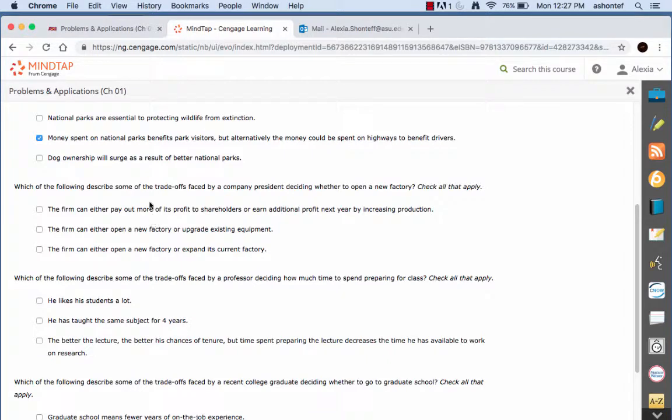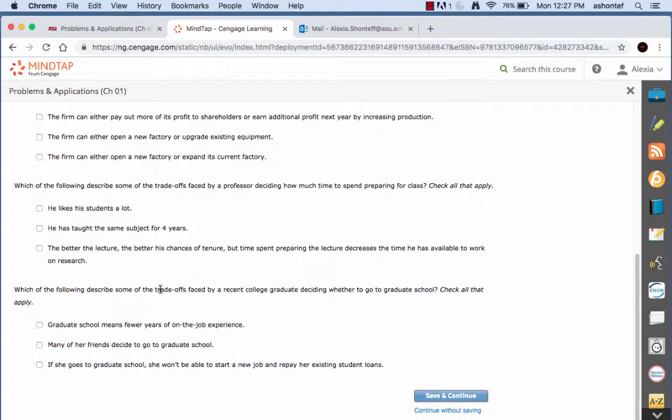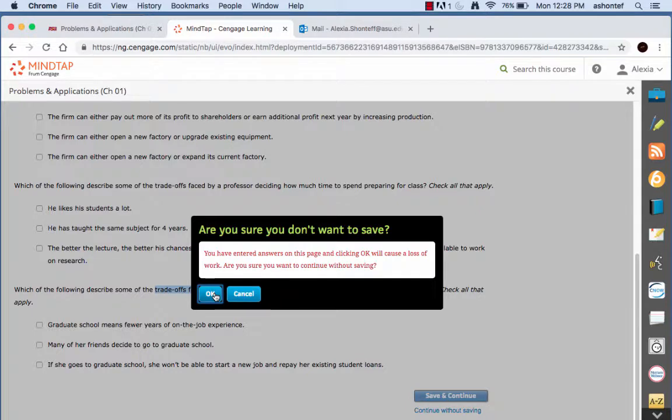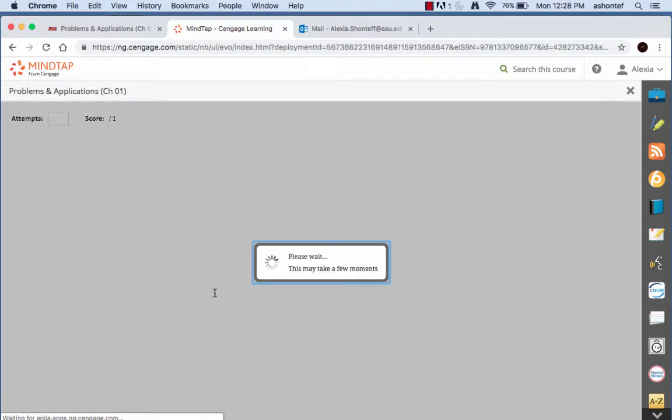You've got to think of, this next one says trade-offs faced by a company president. So when you go through this, you want to be looking at it from the company president's standpoint. And then the last one is asking you, what are the trade-offs faced by a professor? So when you're looking at trade-offs, on this last one, trade-offs faced by a recent college graduate, when we're looking at trade-offs, it's very important that we consider whose perspective. So we're going to continue on to the next question. Since I haven't put answers here, I'm just going to continue saying okay.